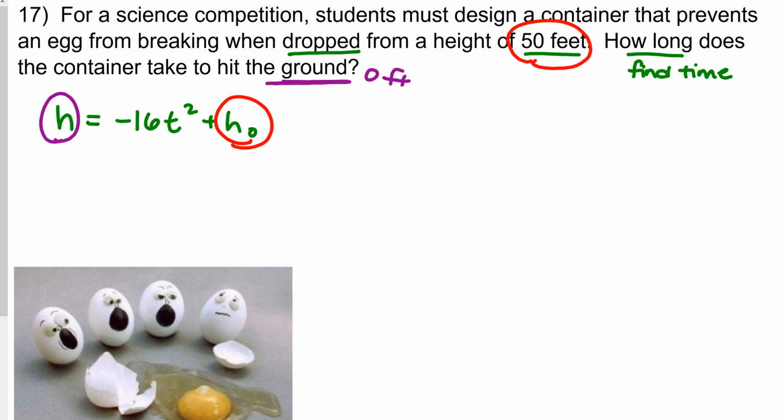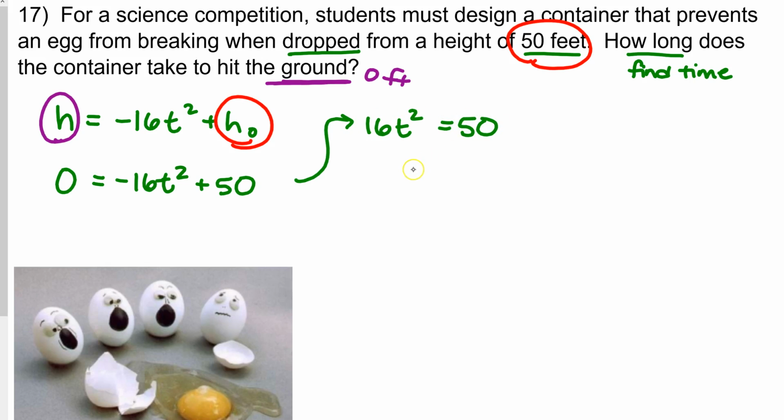So let's substitute our numbers in. 0 for the final height. We're solving for time. 50 for the initial height. I'm going to add 16t squared to both sides. Divide both sides by 16 to isolate the squared term. Leave it as an improper fraction. It's so much easier to square root things as improper fractions than it would be as a decimal.